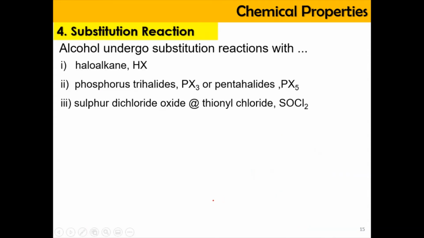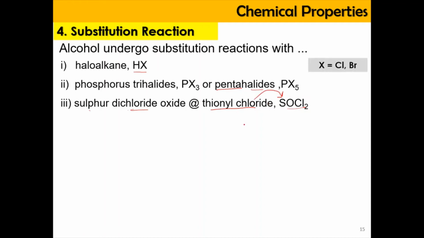Okay. Now we're going to do the substitution reaction where the alcohol will undergo substitution with the haloalkane, for example HX, or phosphorus trihalide PX3, or pentahalide. So penta means 5. Or they can also undergo a substitution reaction with sulfur dichloride oxide, or the other name of this one is thionyl chloride. So the naming here is very important because sometimes in exam they don't give you the structure here. They just say that the substitution reaction happens with the presence of thionyl chloride. So you need to be able to know the structure.